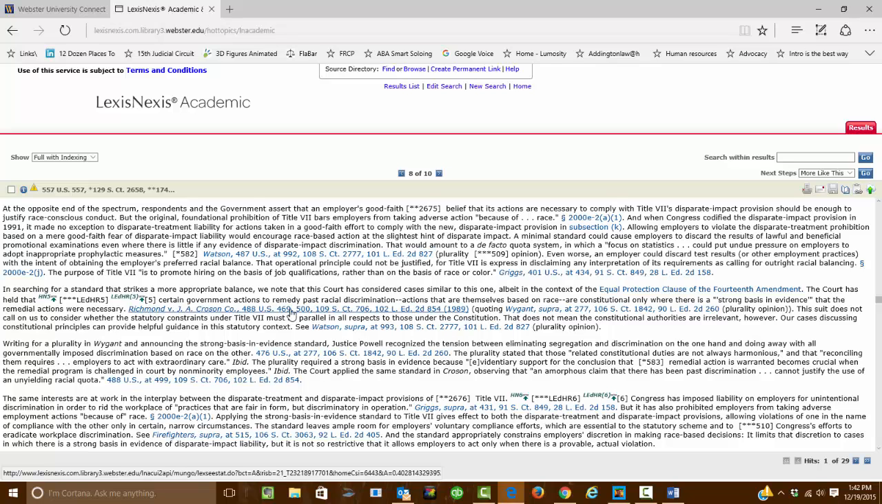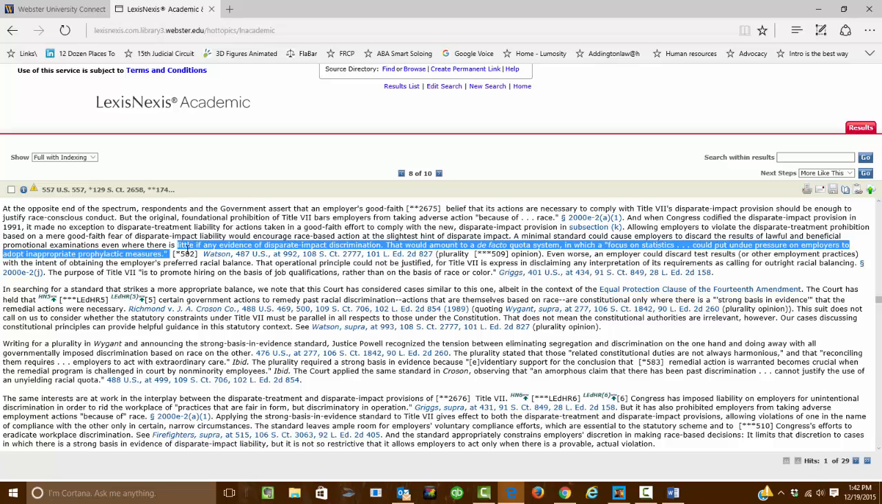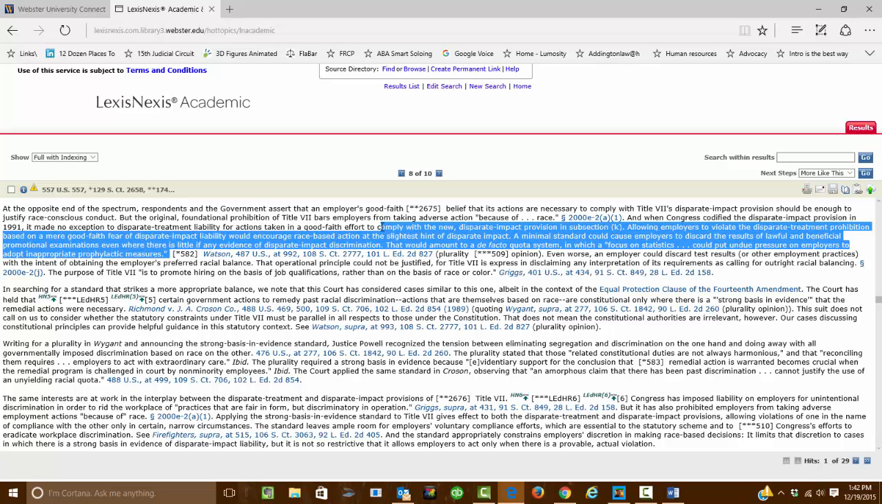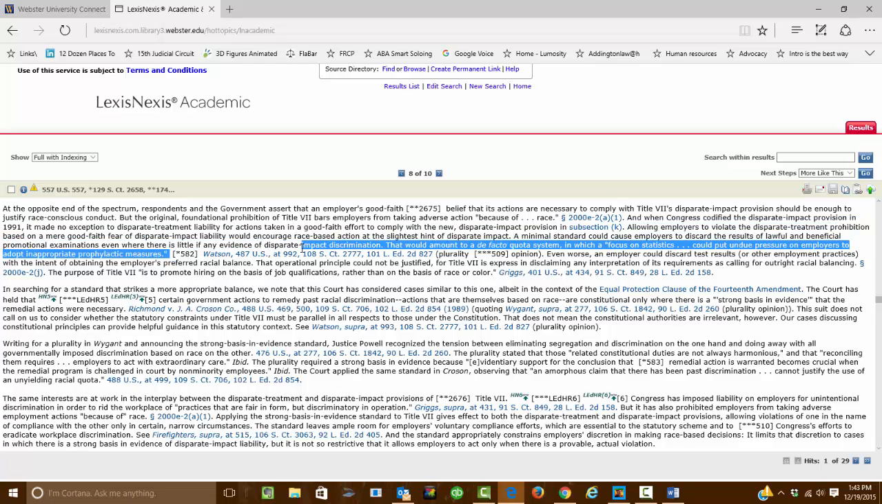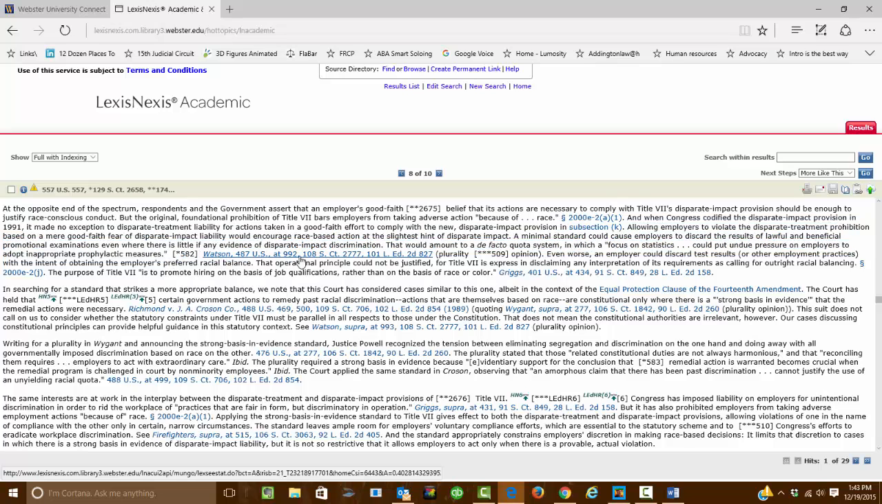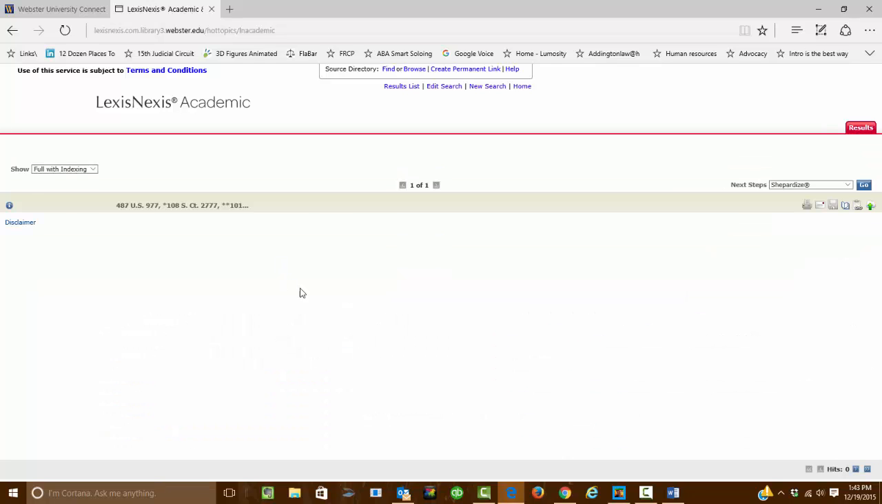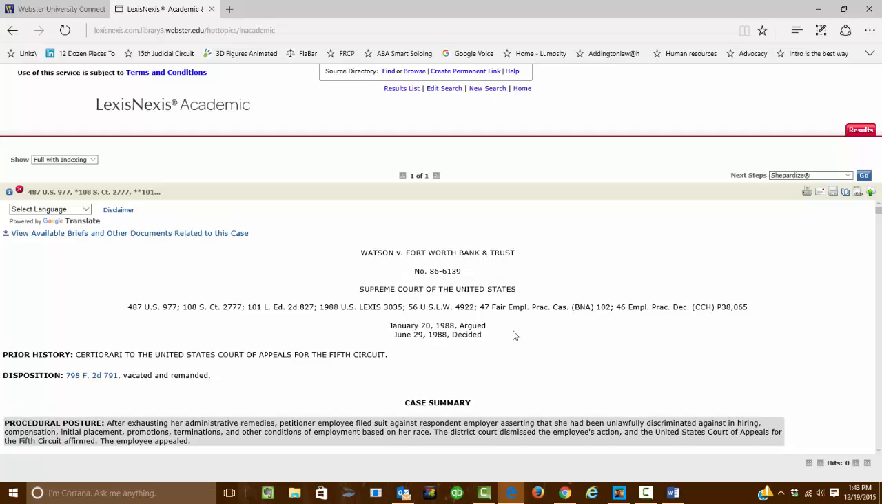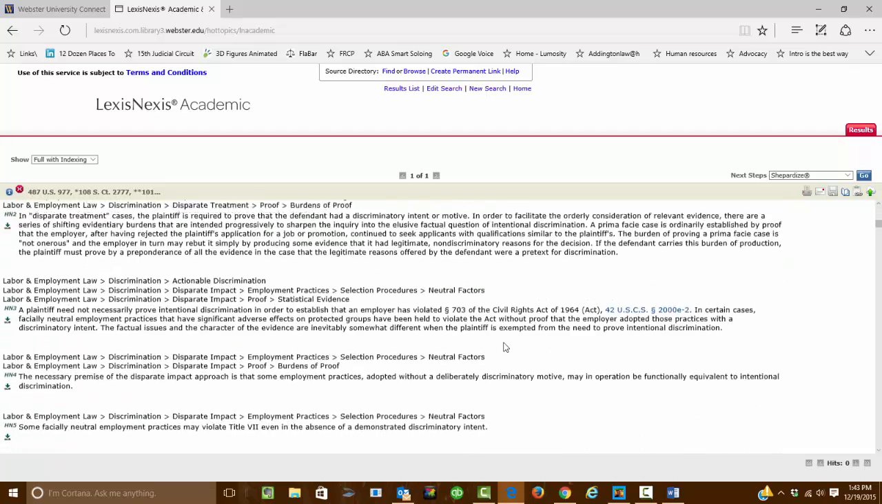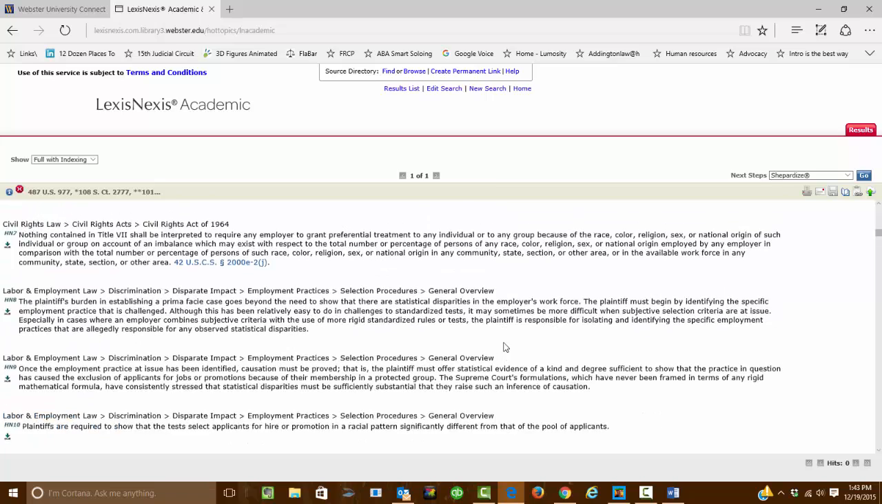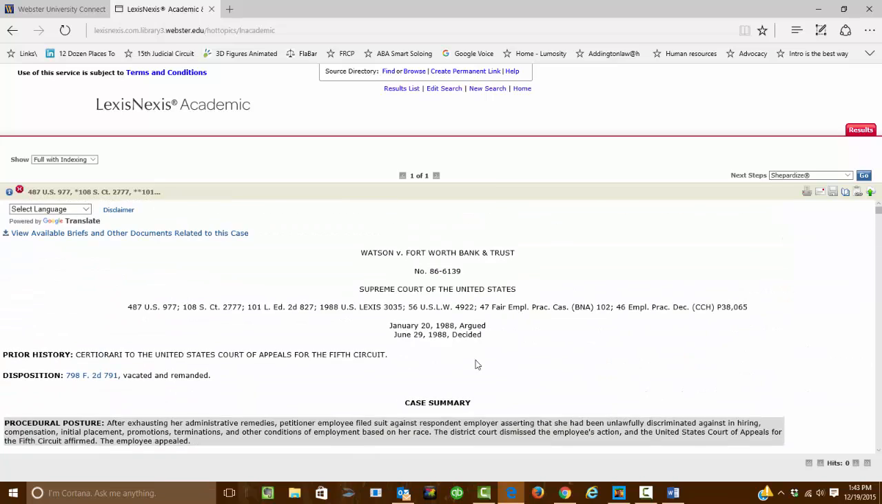Also, it gives you links to cases that it refers to. So for instance, here I see a quotation mark. The court has quoted another court, in this case the Supreme Court decision in Watson. If you wanted to look at Watson, you could do so. You could click on that and it would bring you to the Watson case, and you could find out specifically what the court was looking at in this case. So it's much more robust.